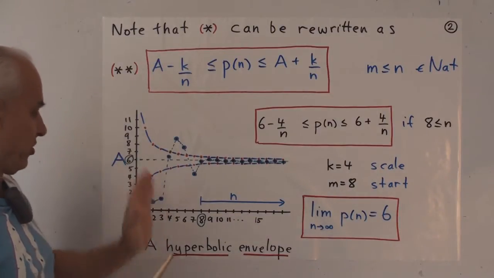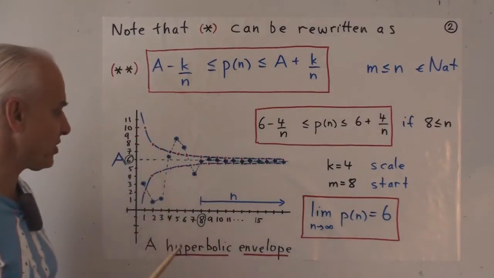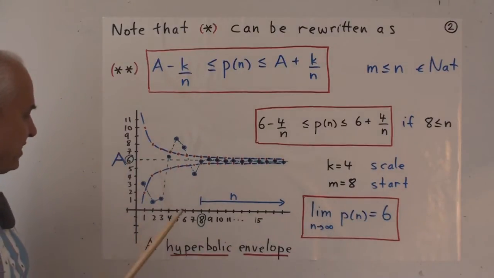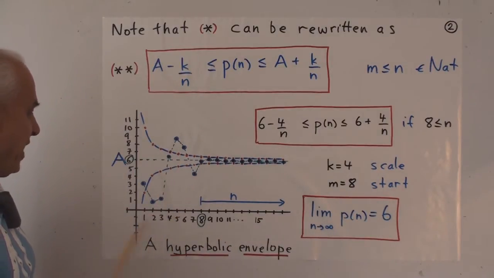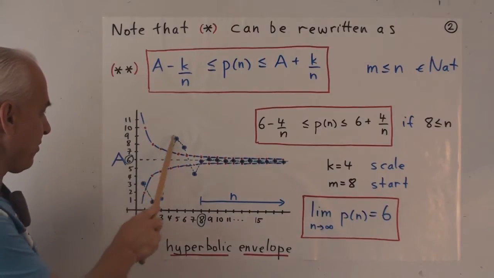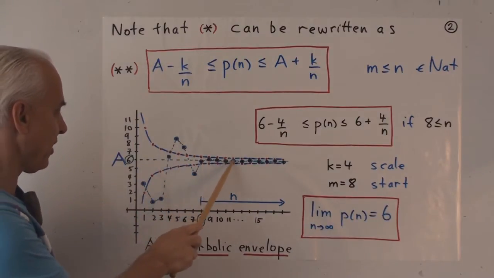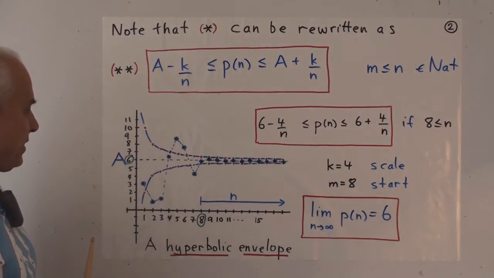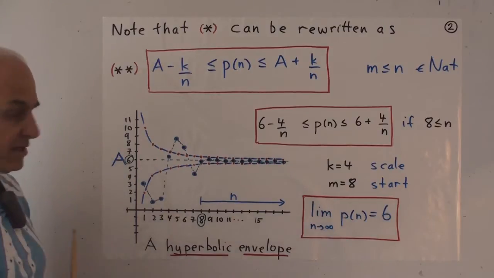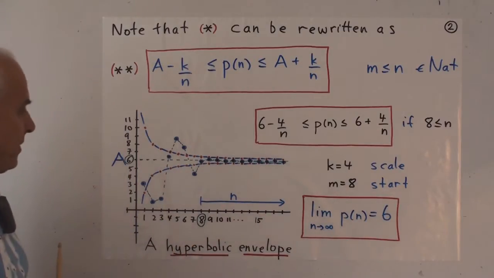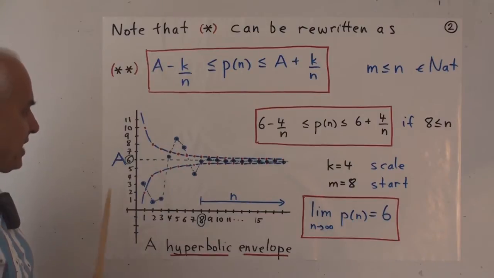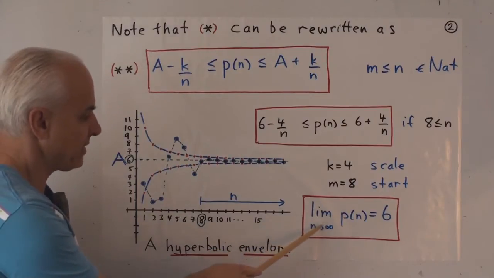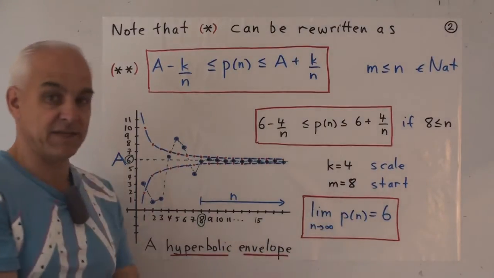Okay, so here's a picture that tries to illustrate what's going on. So we have n in this direction here, and we have a sequence P of n, and we're just giving rather arbitrary values of the sequence. Here they are right here, these black and blue dots. And here is the value A, which in this case happens to be 6. There's the value 6. And in this case we're trying to illustrate the idea that the limit as n approaches infinity of P of n happens to be 6.